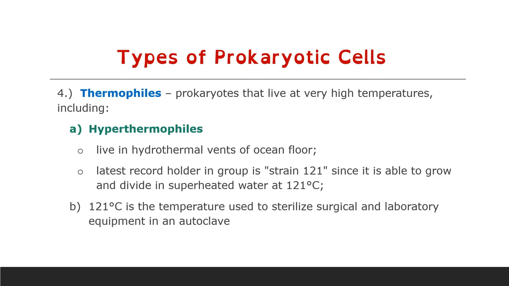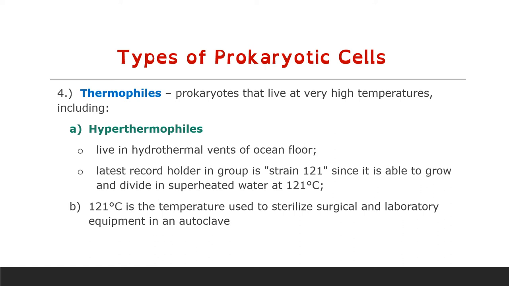And then the thermophiles are prokaryotes that live at very high temperatures, including what you call the hyperthermophiles. So they live in hydrothermal vents of ocean floors. And the latest record holder in the group is actually what they call strain 121, since it is able to grow and divide in superheated water at 121 degrees Celsius. So imagine they can still thrive even if it's more than the boiling point of water.